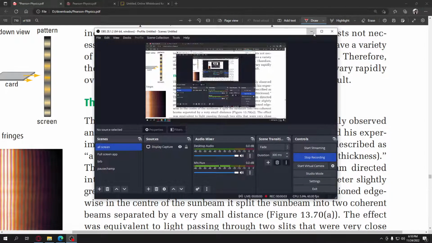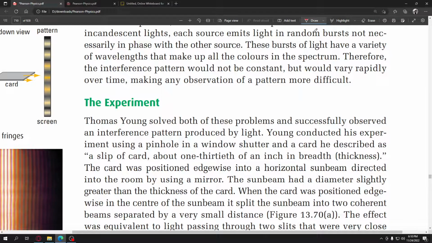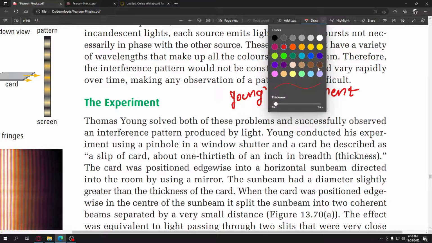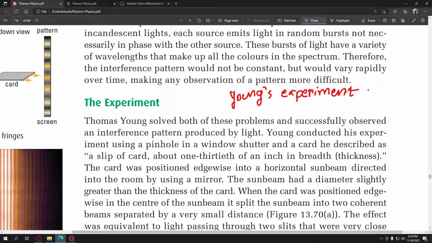Okay, so let's get on with it. So this one is talking about Young's experiment. Young's experiment is a very common experiment that we will face. It talks about how you can observe interference patterns using light.